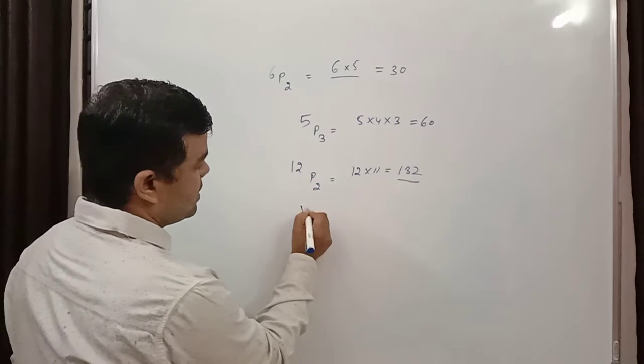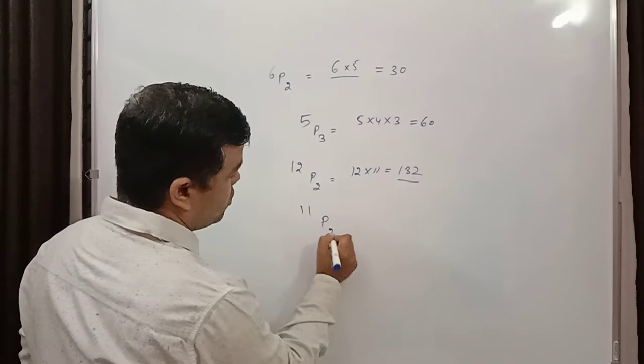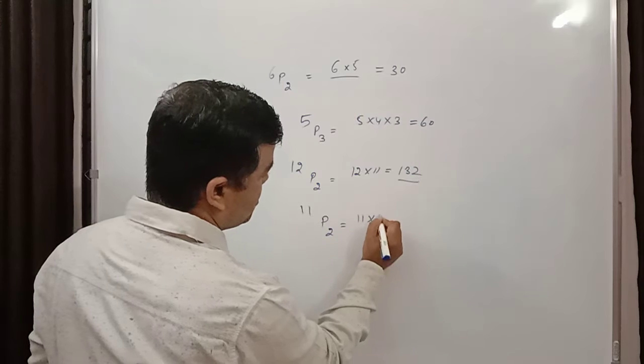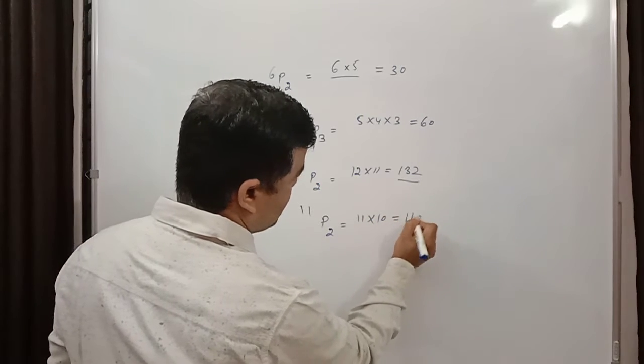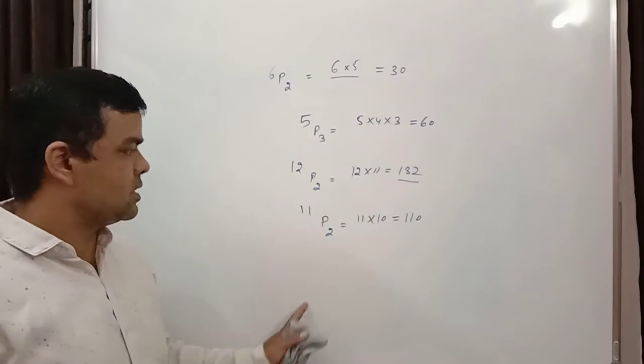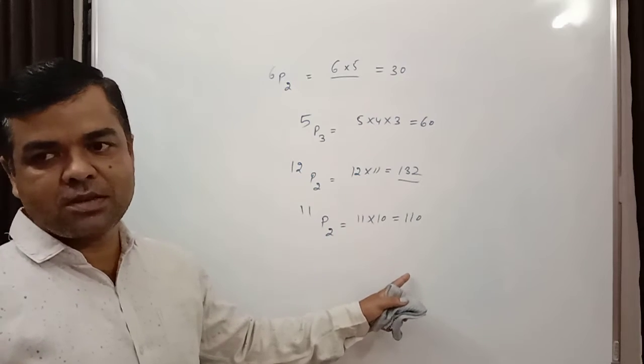We'll take another example. 11P2 is given, then 11 into 10, 110. So this will be the answer. You can solve it very easily.